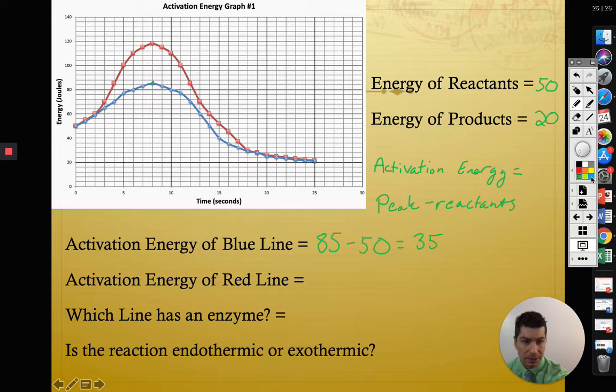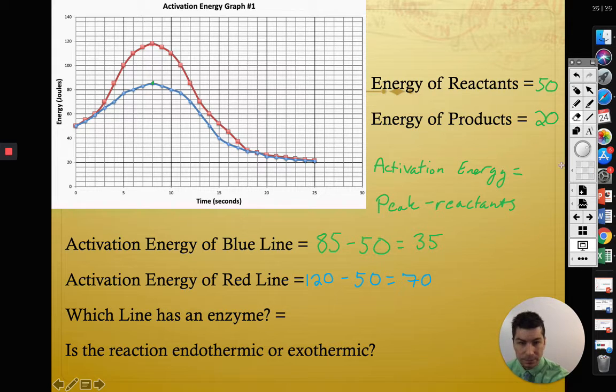Okay. If we do the red line, the reactants are still going to be the same, so we're still going to subtract 50 from it. But for this one, here's our point. I'm just going to round it, guys, and say it's 120. It's close enough to 120. And our activation energy for the red line is going to be 70.